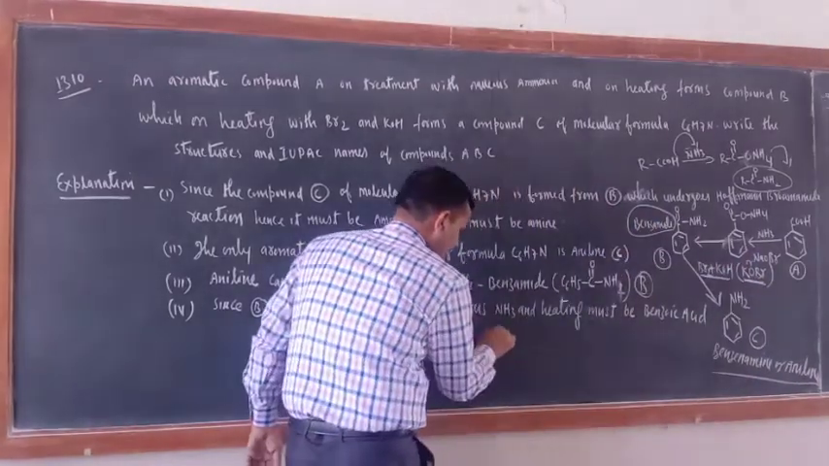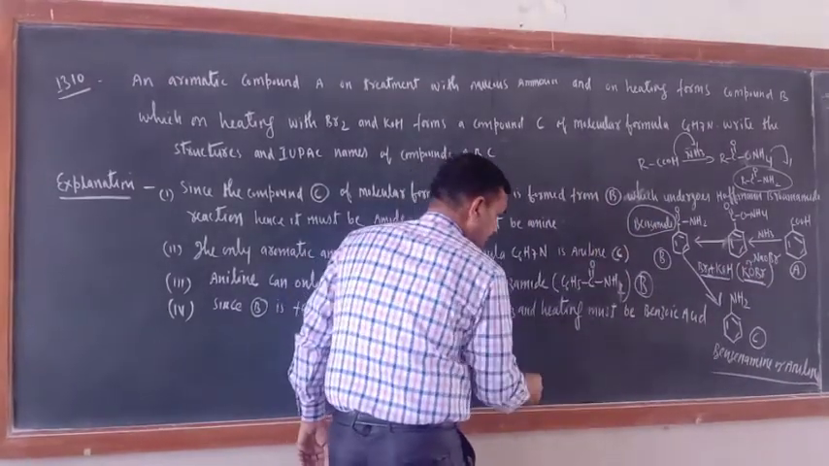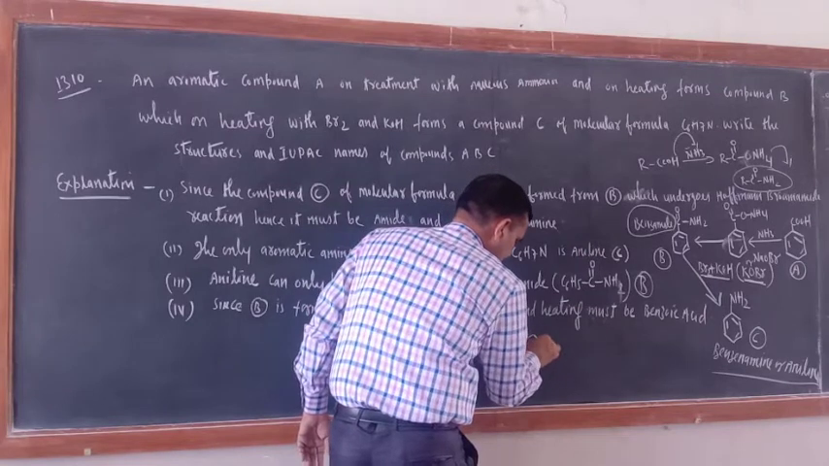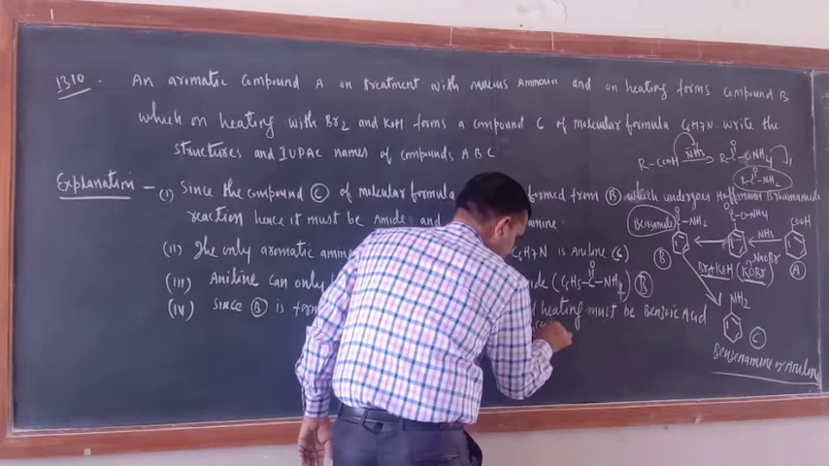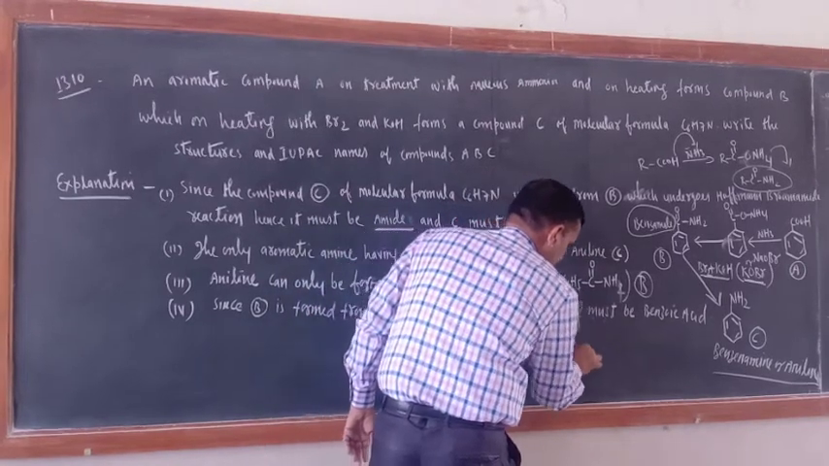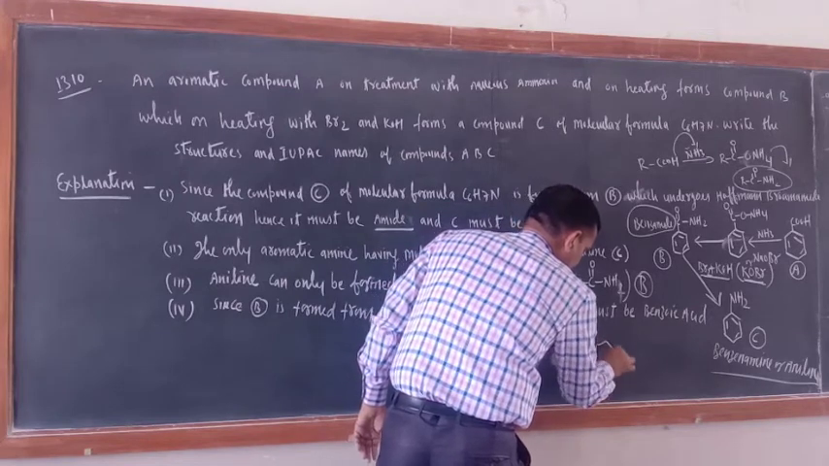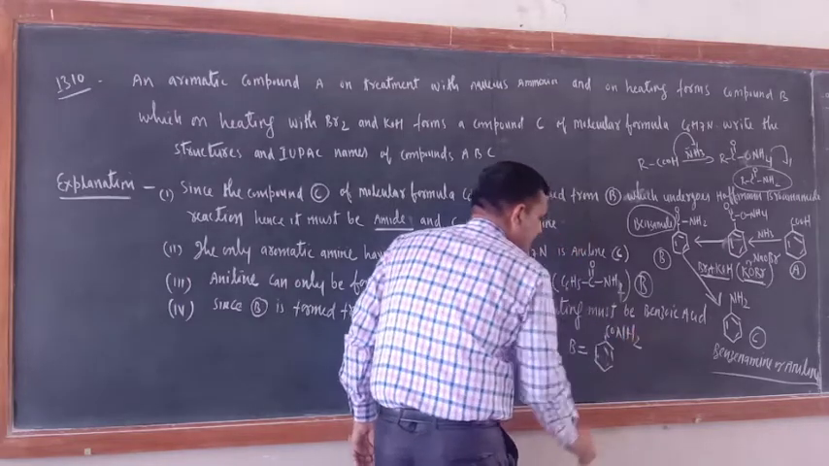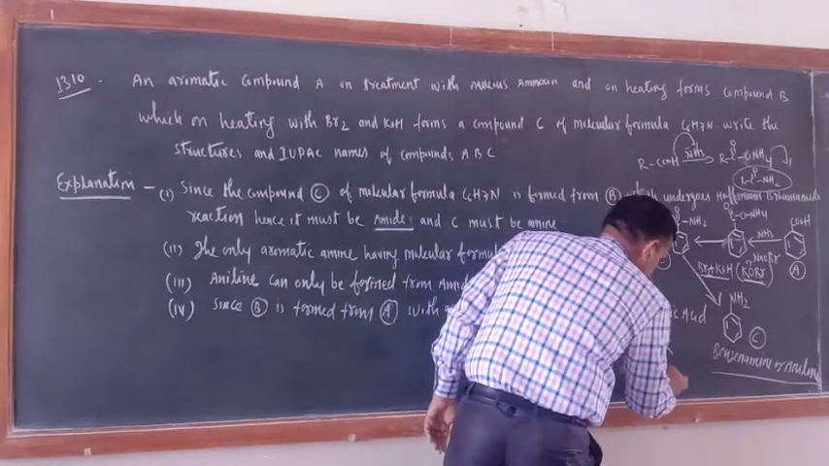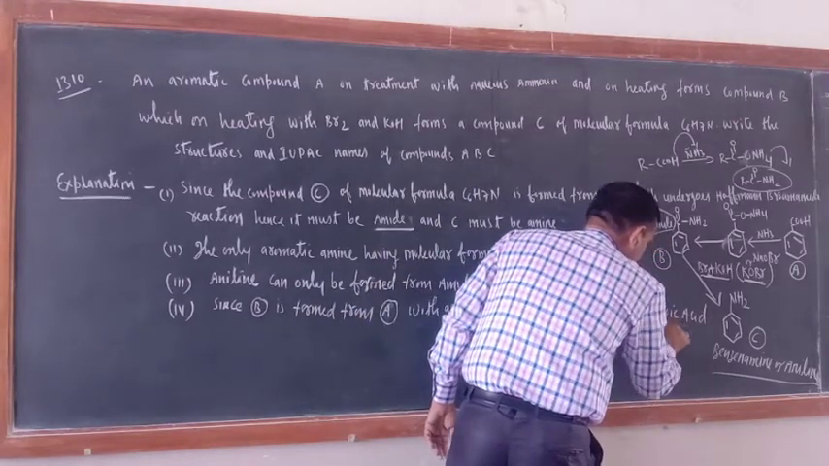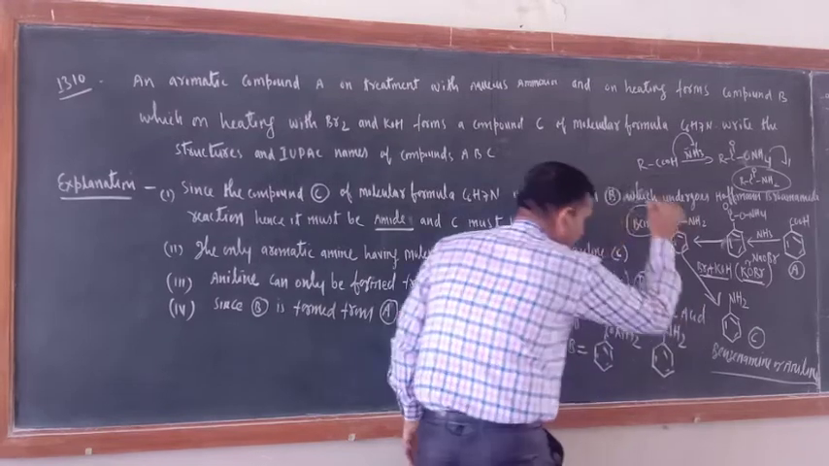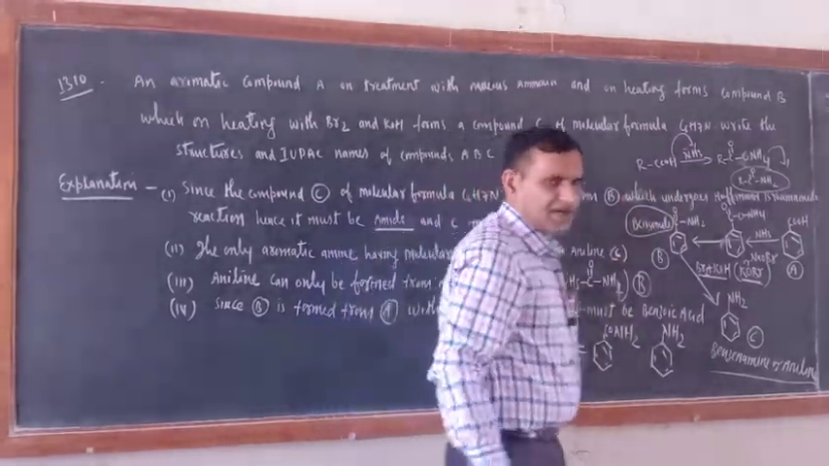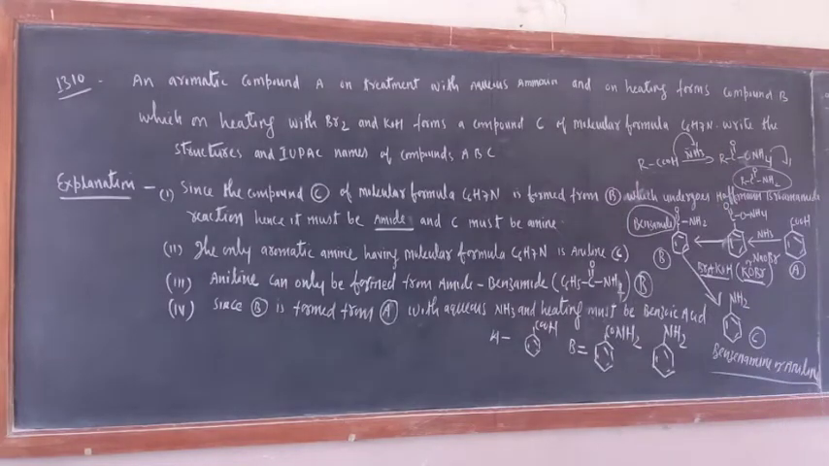What is A? A is benzoic acid. What is B? B is benzamide, C6H5CONH2. What is C? C is aniline. Write down the reactions and identification and get full marks. In this way, this is also completed.